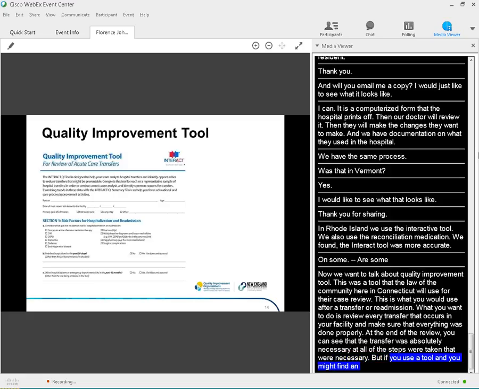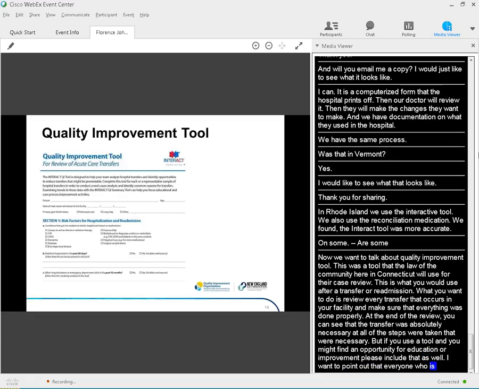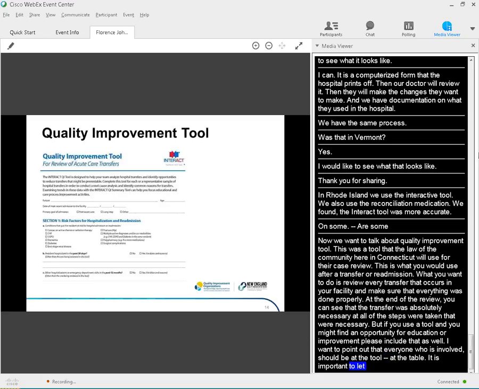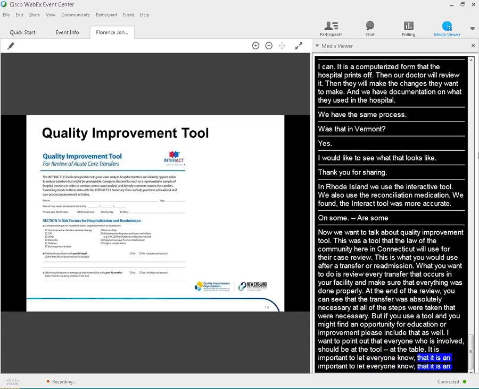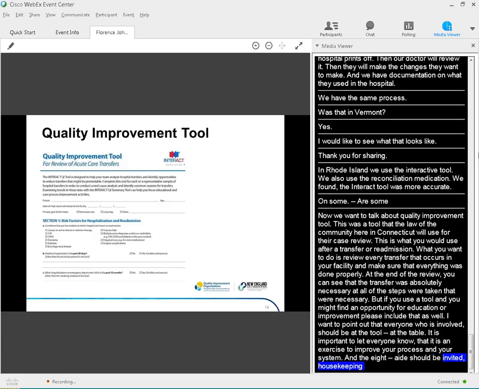But the biggest thing that I want to point out is that everyone that's involved with that transfer should be at the table completing this tool, because everyone sees something differently and all input is important. It's also important to let everyone know that this is not a punitive exercise. It's an exercise to improve your process and your system. So the aide, if the aide was involved, should be invited because they see something totally different than nursing does after they come onto the scene. Housekeeping, any ancillary staff, and if it's a family member, you need to get their input and make sure that your review is as complete as can be.